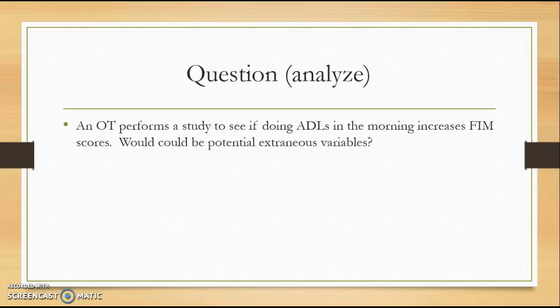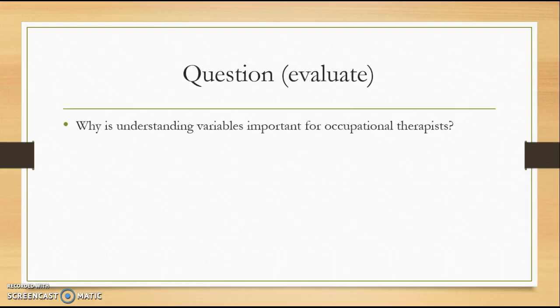So as a more application type question, an OT performs a study to see if doing ADLs in the morning, because that's a more natural time to be doing ADLs, increases your FIM score. What could be potential extraneous variables? Some of the extraneous variables that we came up with were whether or not they had eaten breakfast, their emotional state in the morning, are they a morning person, are they not a morning person, what time was their medication, if they had any given to them, how long does it take for the medication to kick in for the patient, things like that.